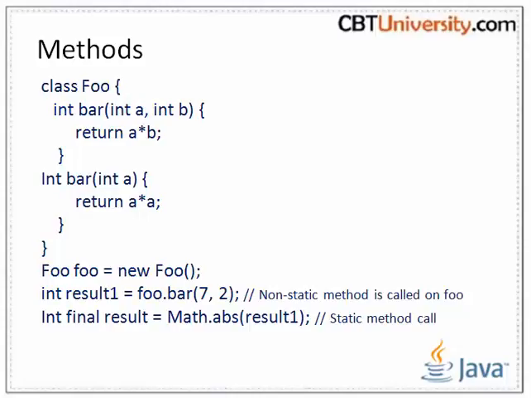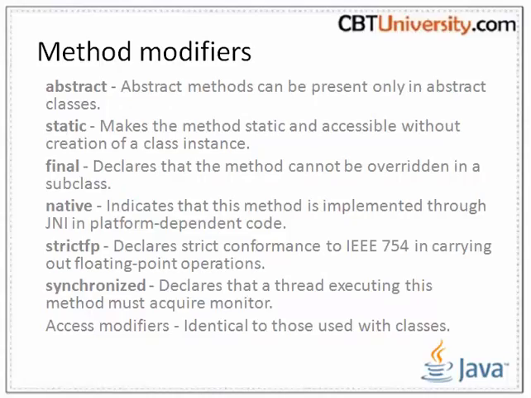A method is called using dot notation on an object, or in the case of a static method, also on the name of a class. The throws keyword indicates that a method throws an exception. All the checked exceptions must be listed in a comma separated list. Let us see method modifiers. Method modifiers: we have abstract, static, final, native, strictfp, and synchronized.